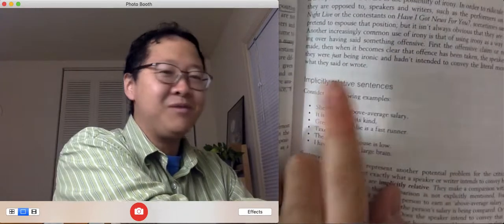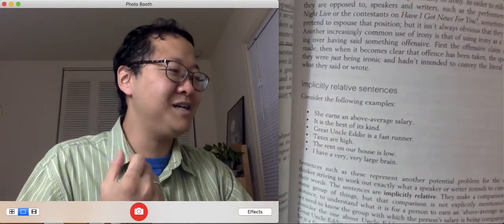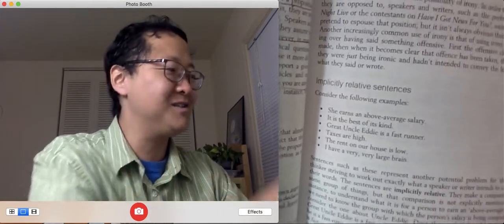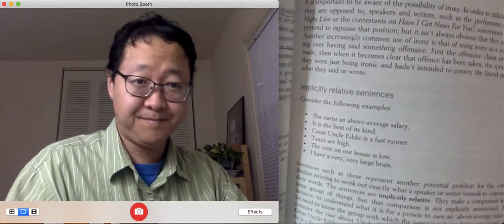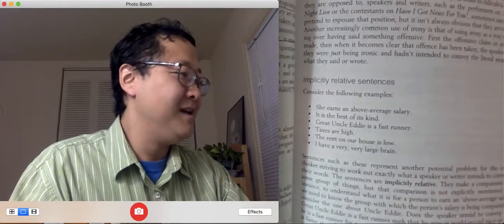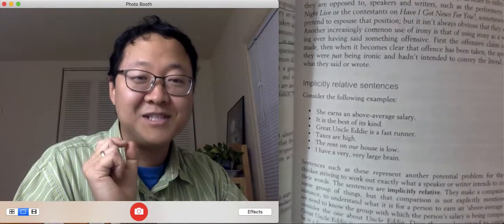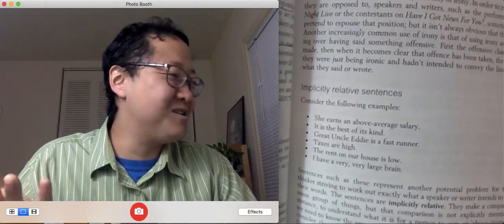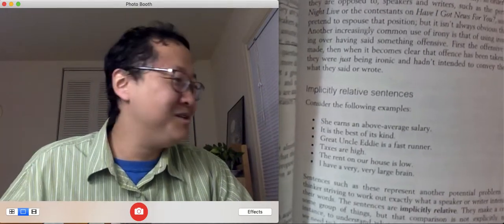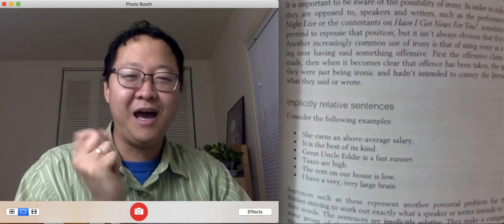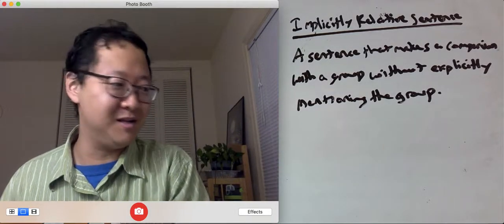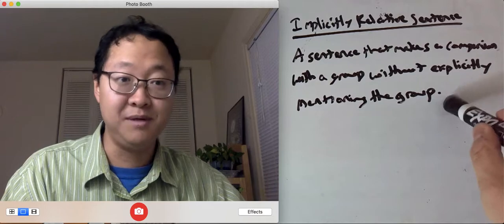So a test for whether a sentence is implicitly relative is you can always add a "for." She earns an above average salary for... So here's another example. Great Uncle Eddie is a fast runner. Okay. Now, what's fast? The word fast is what makes it implicitly relative. Fast for an old guy, or just fast for a human, right? Among the humans, Great Uncle Eddie is fast, right? Normally you can add the word "for" to help make it clear that it's implicitly relative, and that's where you'll be specifying what the group is.